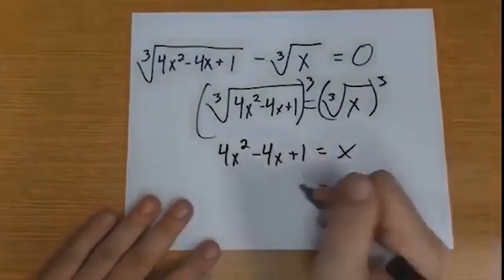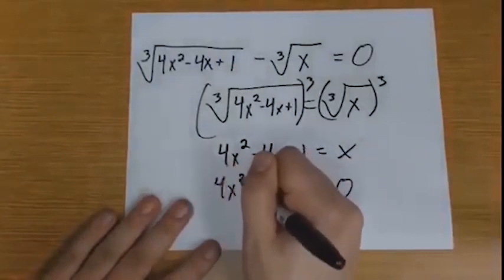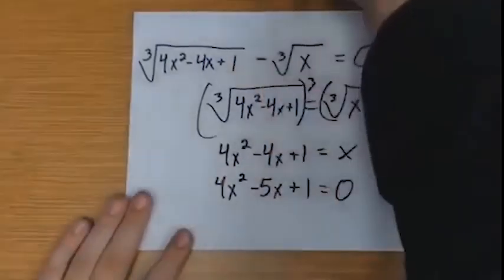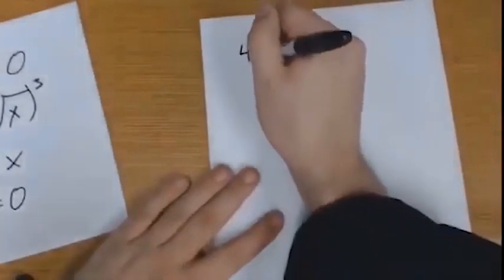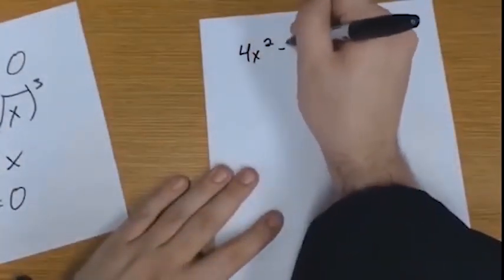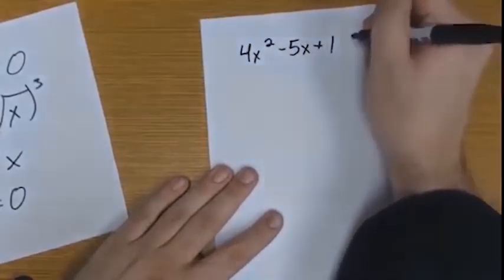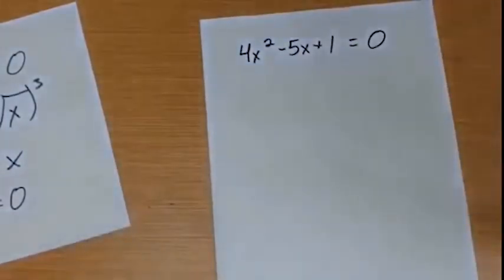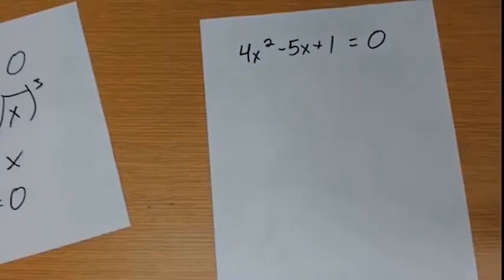Let's get 0 on one side, so subtracting x gives us 4x squared minus 5x plus 1. And we're going to factor this. Now, you've seen me do the AC method multiple times. You should know how to factor using the AC method at this point. I'm going to show another method which is going to work.